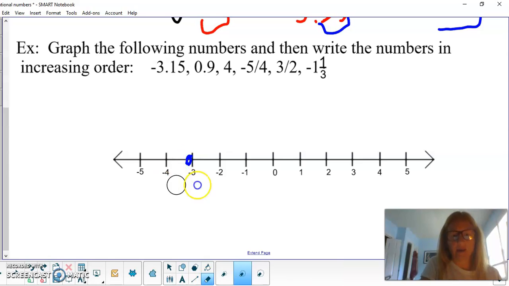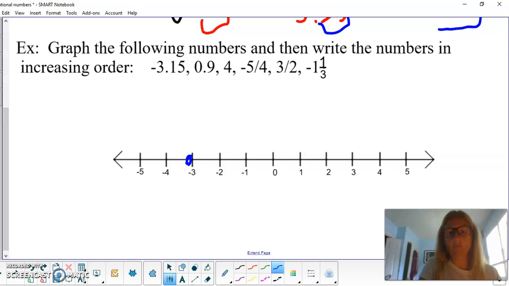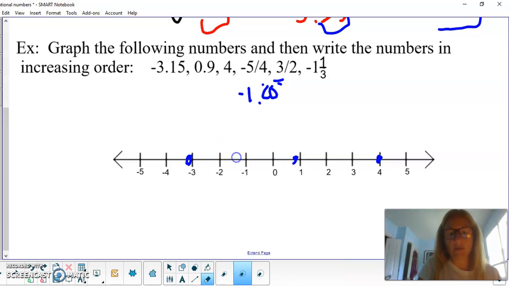All right, let me erase that. Okay, next one is 0.9. So we know 0.9 is almost 1 here. We have 4, easy. Now, we have negative 5/4. Well, when you put negative 5 divided by 4, you're going to get negative 1.25. So now that's between negative 1 and negative 2. Here is negative 1.5, so we wanted a little closer. We're going to put it here. Then we have 3 halves.